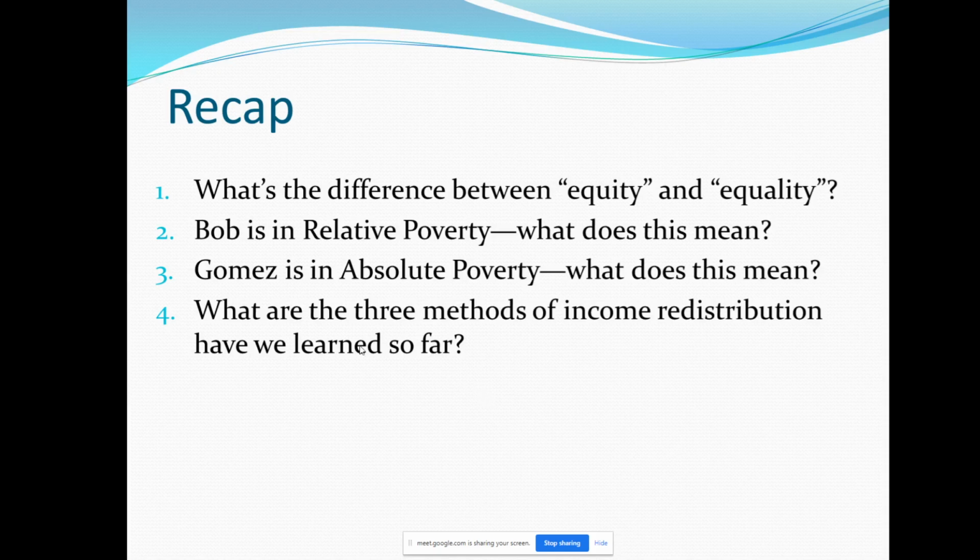Number four. What are the three methods of income redistribution that we have just mentioned so far? Transfer payments, subsidies or provision, government interventions in the market, and number four will be taxation. Thank you, Ian and Kirsty.